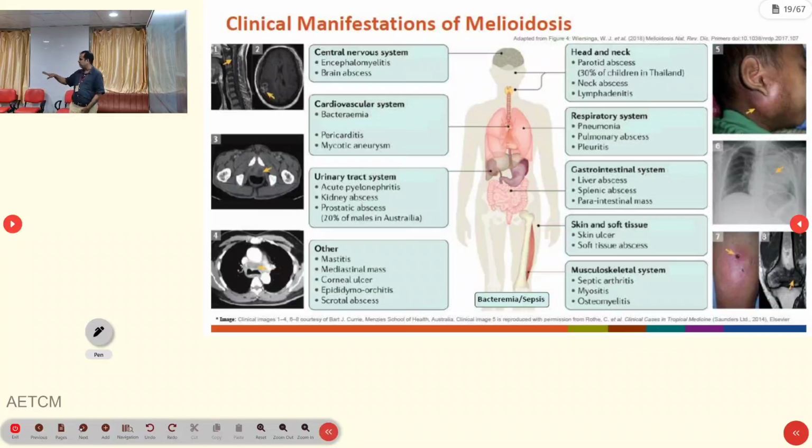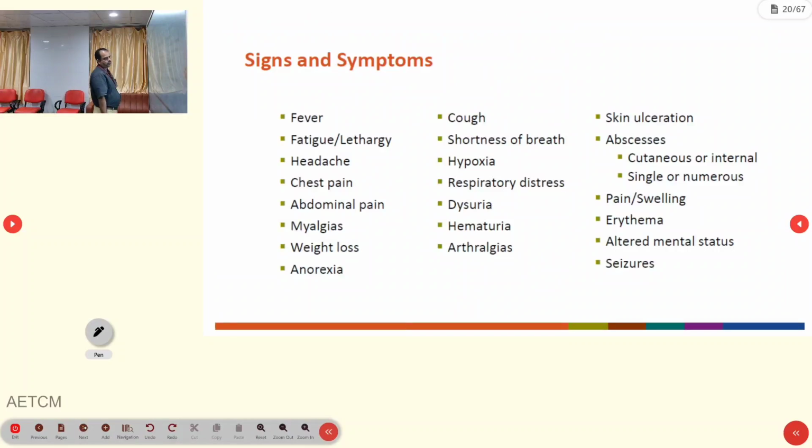Children per se doesn't have any risk factor. Children are not diabetic, not CRF, not alcoholic, nothing, but still they have. So you don't require a risk factor for children to get melioidosis. So it could affect any of these organs and produce lesions. So you should always be aware that lymphadenopathy is one of them. You think it's TB lymphadenopathy, but it could be melioidosis. So we have seen lymph nodes also plenty which grow.